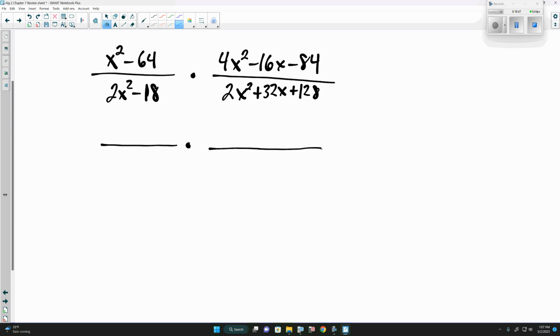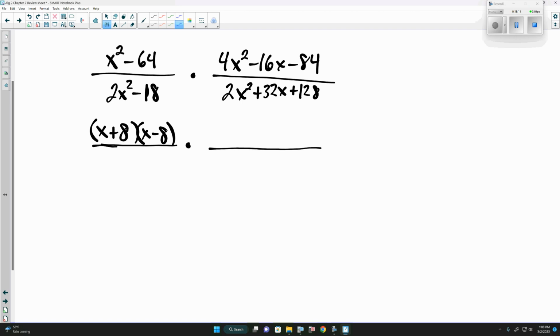Now we factor. Well, I'd start off with our x squared minus 64. No greatest common factors, but it is a difference of perfect squares. So we have our plus and minus. X squared would be x and x. 64 would be 8 and 8, because 8 times 8 is 64.